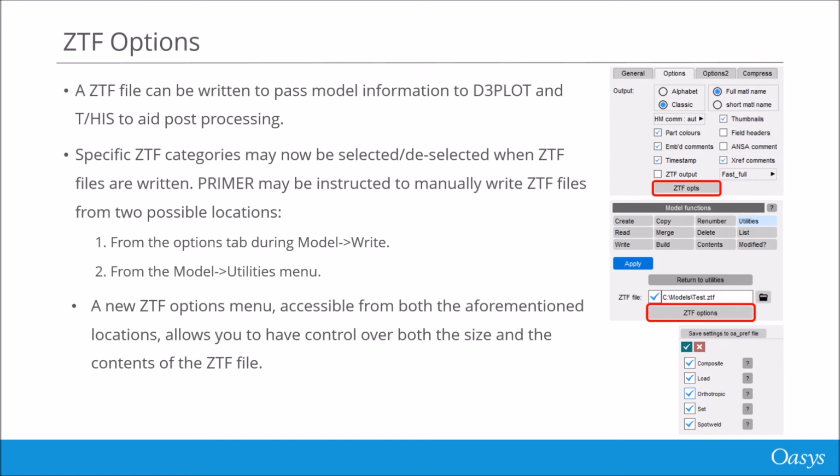In version 17, specific ZTF categories can now be selected or deselected when ZTF files are written. Primer can be instructed to manually write ZTF files from two possible locations: in the Options tab during Model Write or from the Model Utilities menu. These new options allow you to have control over both the size and the contents of the ZTF file.